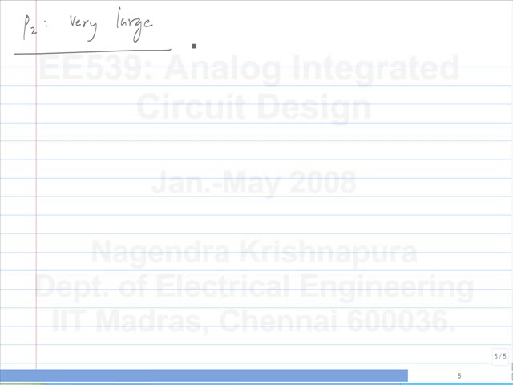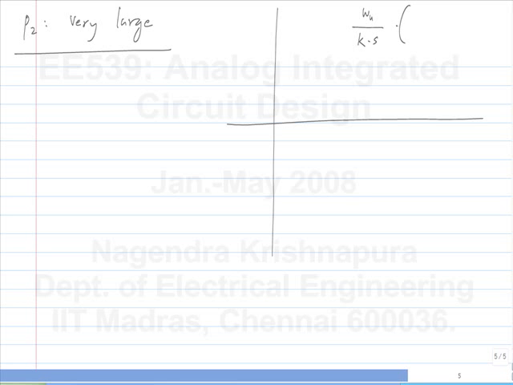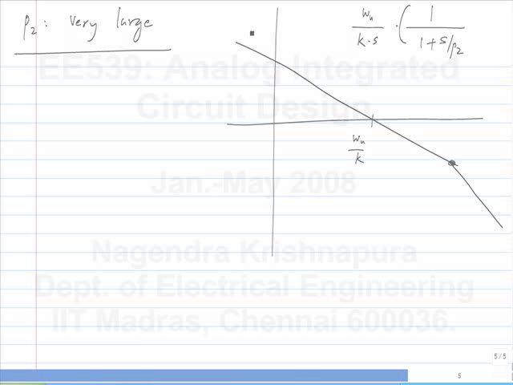So actually it's easiest to see this from the loop gain plot. What is the loop gain of this? It's omega u by k s, 1 by 1 plus s by P2. So this is omega u by k, and I am talking about a case where P2 is far away from that. So perhaps P2 is here. So this is the loop gain or magnitude of L.